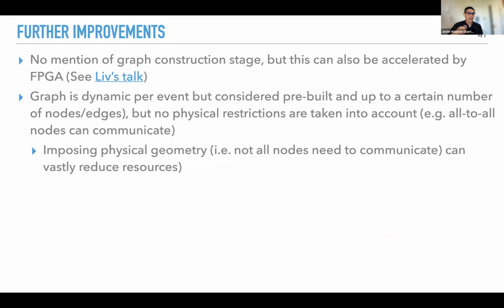In this case, the graph is dynamic per event, but is considered pre-built and fixed up to a maximum size that is set. But we didn't have any physical restrictions taken into account as to which nodes should be able to communicate. So obviously for tracking, nodes that belong to neighboring layers are the only ones that can really communicate. So taking that into account can actually reduce the resources.